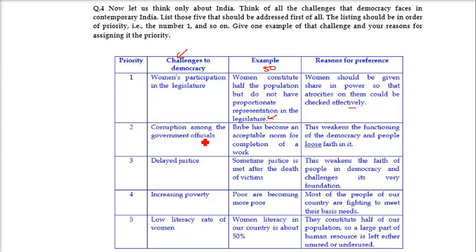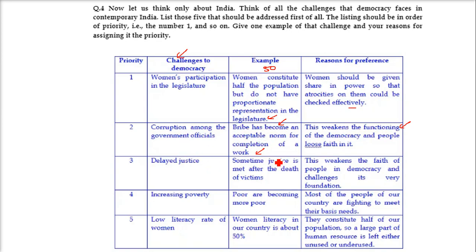Corruption among the government officials. Now people take bribes. Bribe has become an acceptable norm for completion of any government work. So the reason for preference is this weakens the functioning of the democracy and the people lose faith in it. They think that only money, they start giving money and this is just the normal norm. And corruption happens even though these people get a salary also. So why give them money? They are working for us.